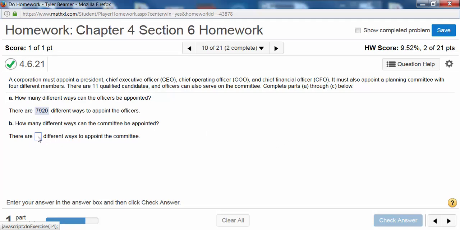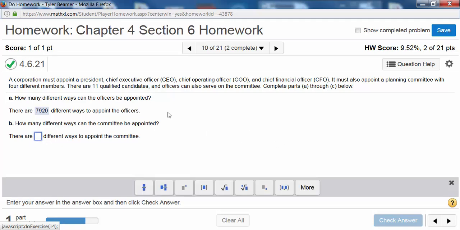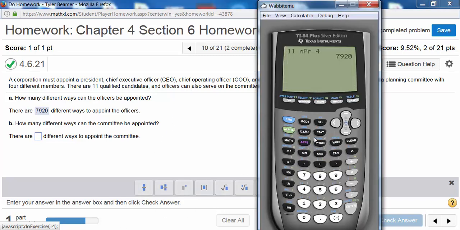Okay. So part B says, how many different ways can the committee be appointed? So the committee is composed of 4 different members. And so if Bob, Sue, Frank, and Larry all get put on a committee, if I change the order in which those were selected, and it's like Sue, Bob, Larry, Frank, they're still the same committee. So the order here does not matter. So this would be an example of a combination.